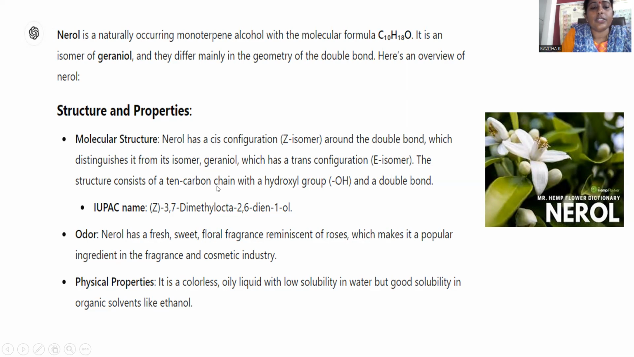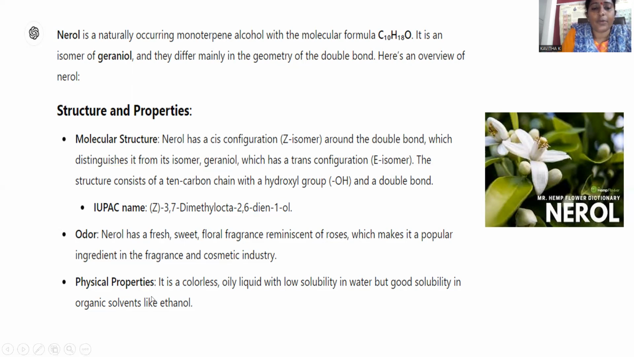The structure constitutes a 10 carbon chain. Nerol is a monoterpene, so two isoprene units got joined, and the IUPAC name is Z-3,7-dimethylocta-2,6-dien-1-ol. How can we describe the smell of this one? It is a very fresh, sweet, floral fragrance reminiscent of roses, which makes it a popular ingredient in the fragrance and cosmetic industry. In the fragrance industry, meaning perfumes, we can use it, and the cosmetic industry also uses nerol.